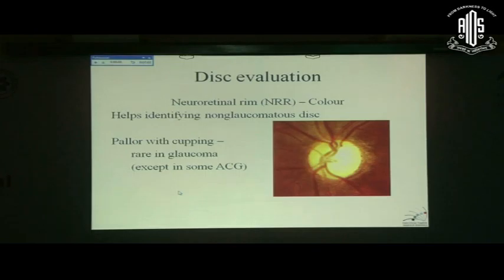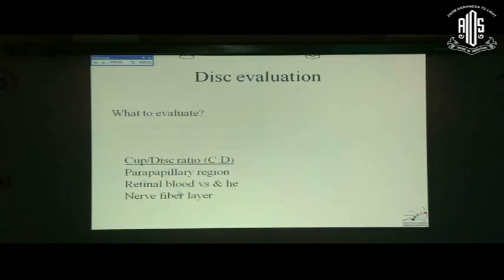The color of the neuroretinal rim helps in identifying non-glaucomatous discs. Pallor with cupping is very rare in glaucoma, except in cases of some acute ACG where there is a high rise of intraocular pressure for some interval of time.